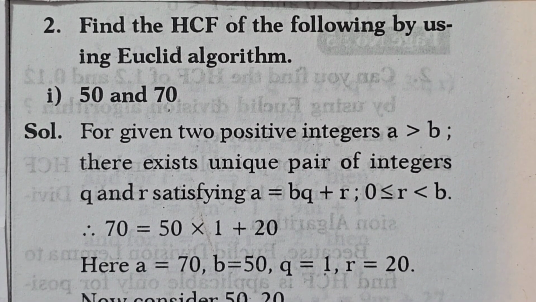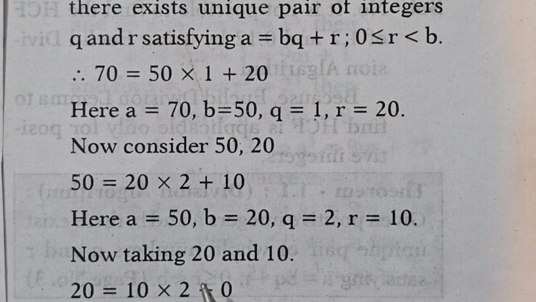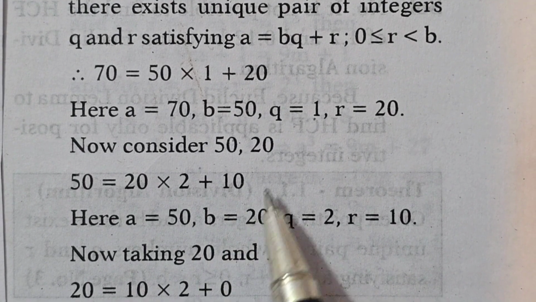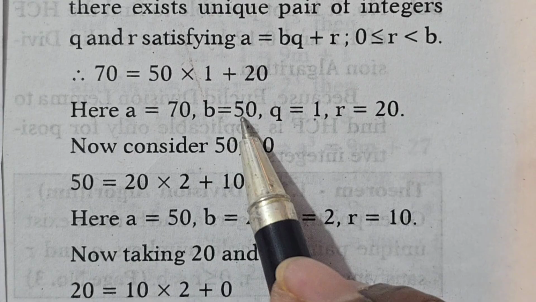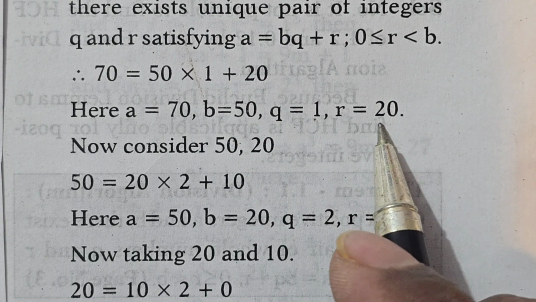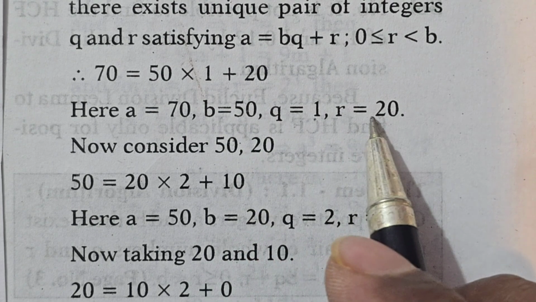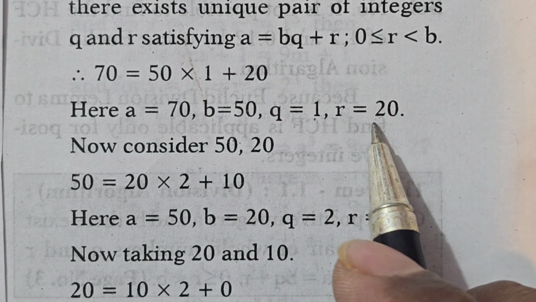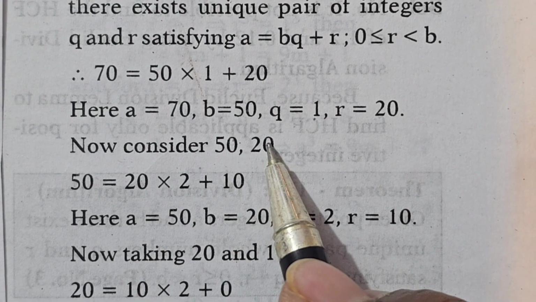But we should continue this until we get remainder 0. Now the remainder is not 0, 20 is there. Now consider this B and the remainder 20. The remainder is always less than A, B. So now consider this 50 and 20.